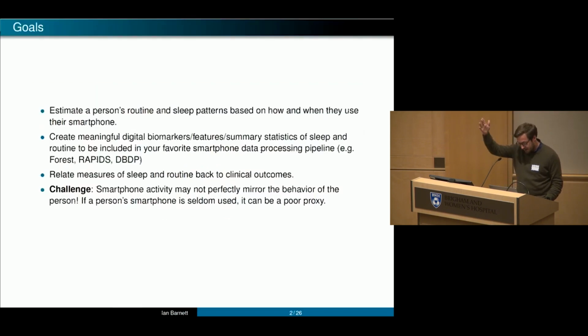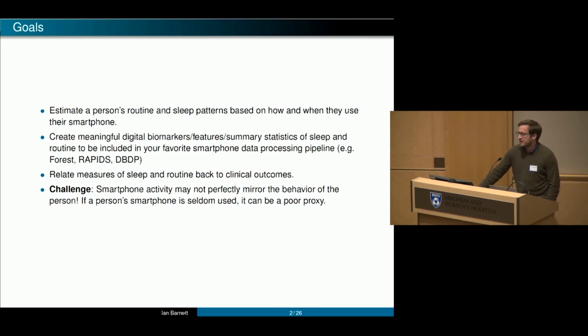So my group at Penn, a big focus of ours is on deriving from passively collected sensor data these various digital phenotypes, biomarkers, features, whatever you want to call them. And today I'm going to be talking about sleep, which has been notoriously difficult to estimate. If you look currently at Forest, or if you look at RAPIDS, right now you'll see there is no estimation of sleep that you can get from smartphone data. And there's a good reason for that. It's very difficult to estimate sleep.